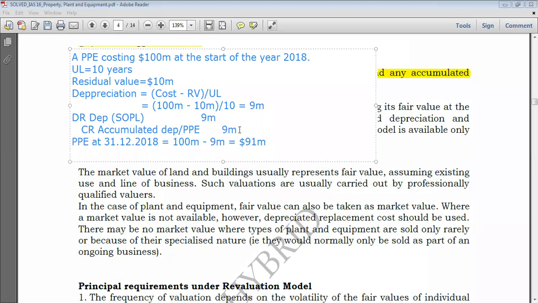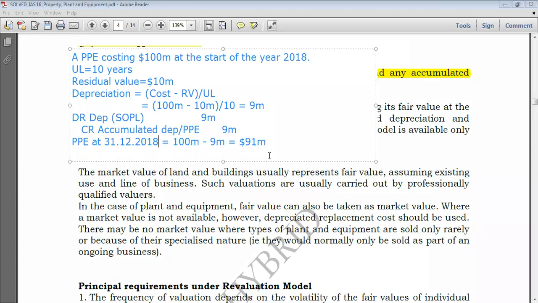Let's presume that for the next year, unless anything has changed, we would compute depreciation again, and depreciation will be the same, 100 million minus 10 million over 10 years. But in cases where the useful life has been revised, or the residual value has changed, or the cost has changed because maybe you bought another asset, you would have to recompute your depreciation. But don't worry about this. We'll see it later in the revision of the depreciation method and the revision of useful life.